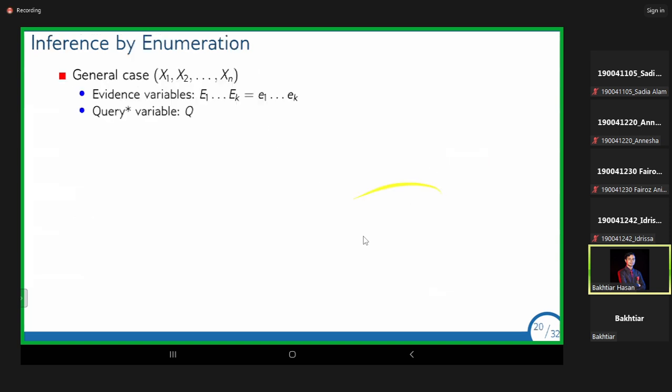So in the general case, computing a quantity from a joint distribution is done by an algorithm called inference by enumeration. It's an exponentially slow algorithm operating on an exponentially large table, so it's not going to be tractable.